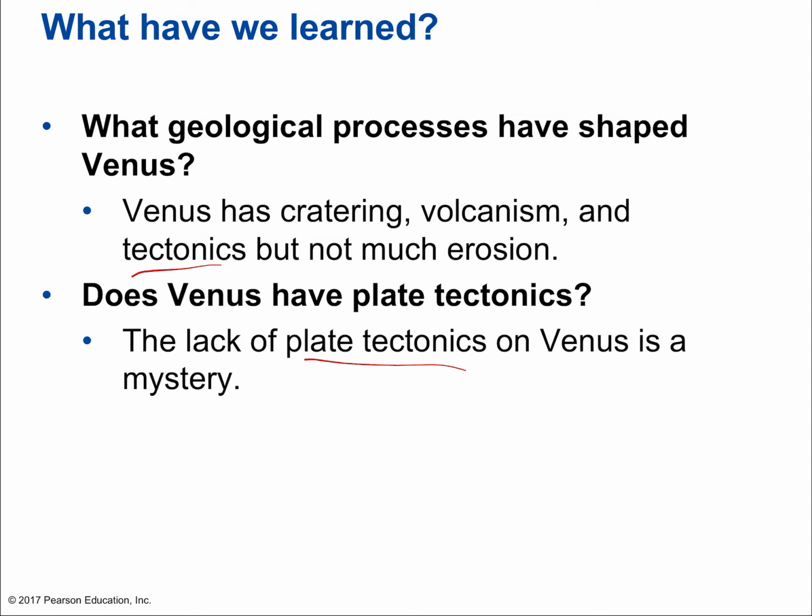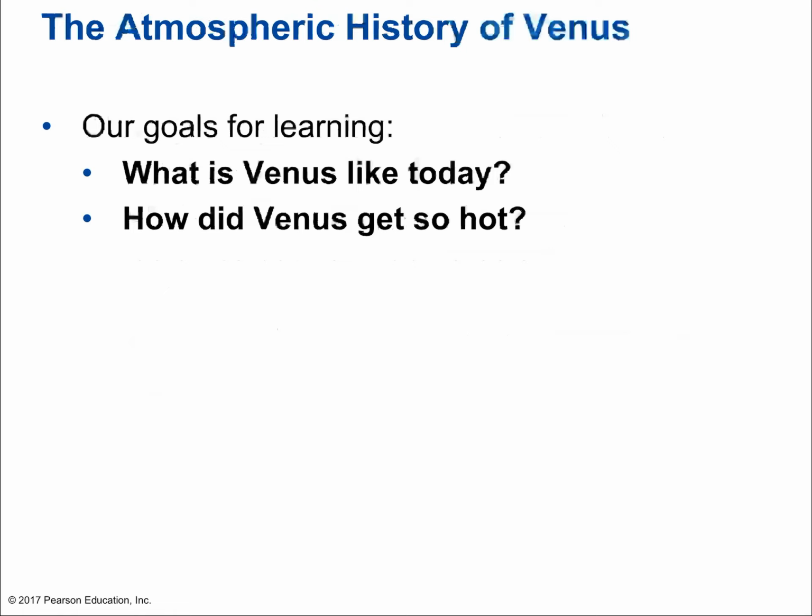We saw evidence of tectonics, that is cracks, on Mercury. We see it on Mars, and we see it on Venus. Okay, so it's good to distinguish between tectonics and plate tectonics. Okay, so what about the atmosphere? Surface, yeah, that's fine. Interior is interesting, but the atmosphere by far is the most interesting thing about Venus.